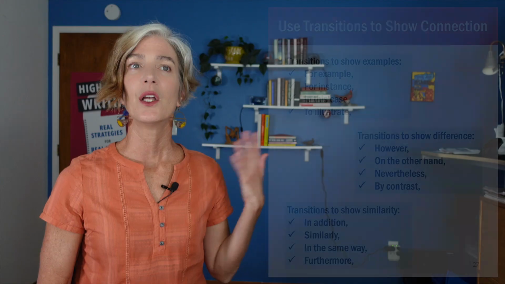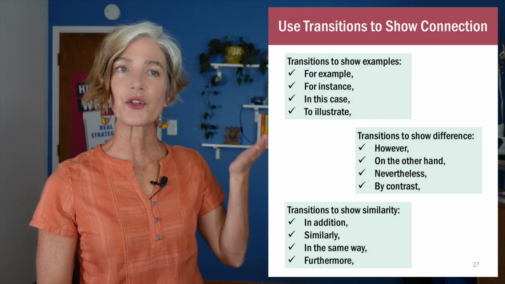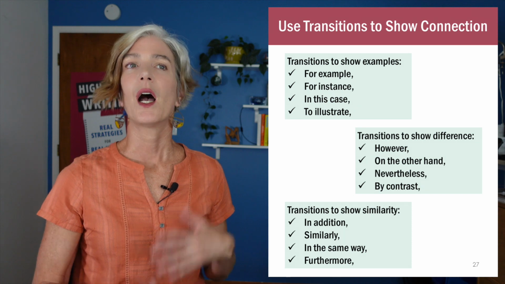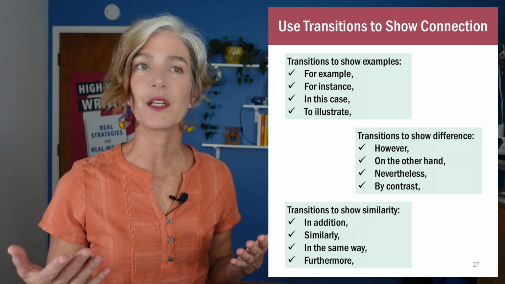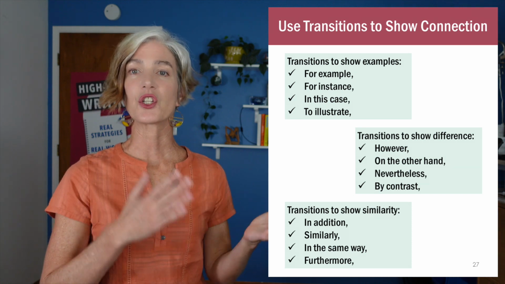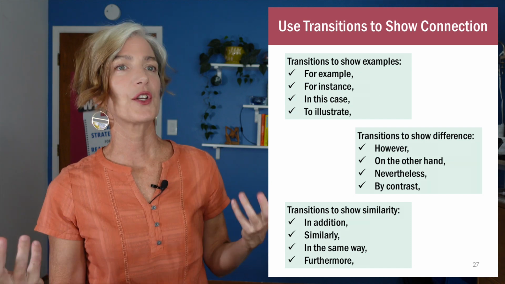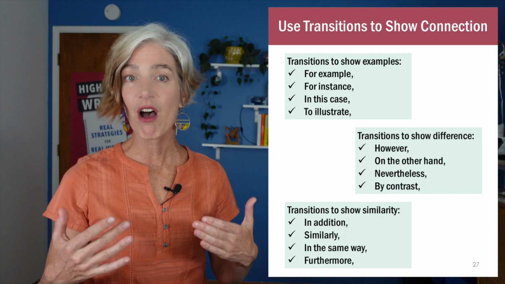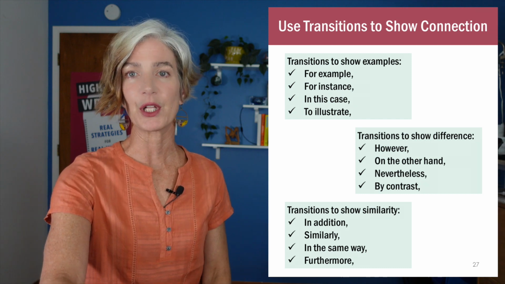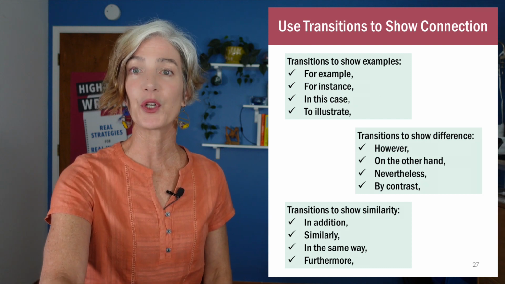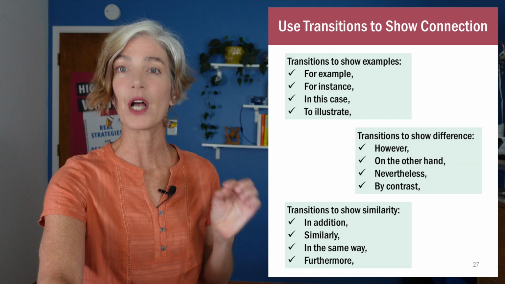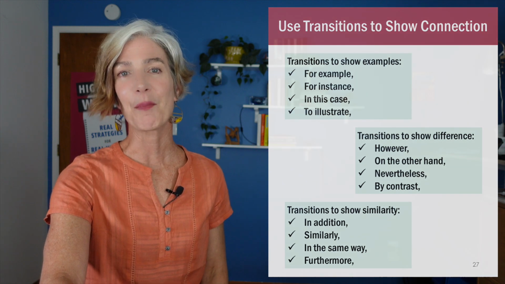But when you need to show the relationship between ideas very explicitly and clearly, you might want to bring in one of these three types of examples. A transition to show, hey, I'm going to give you an example now. A transition to show that we are contrasting or two things are different. Or a transition to show that we are adding on or that two things are similar. Those transitions can help your readers understand the way your thoughts relate to one another in the paragraph.